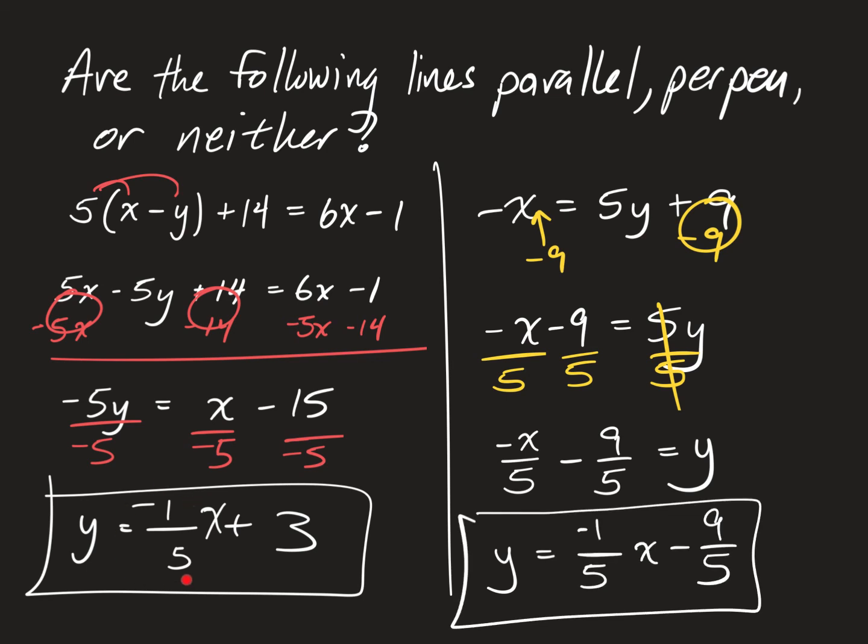Now we just have to compare the slopes. We have a negative 1/5 slope in the left equation. We have a negative 1/5 slope on the right equation. These lines have the same slope. And if they have the same slope, they are parallel.